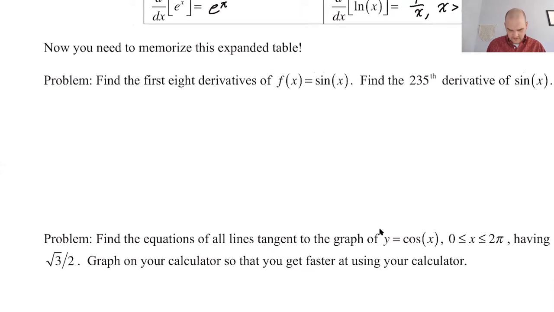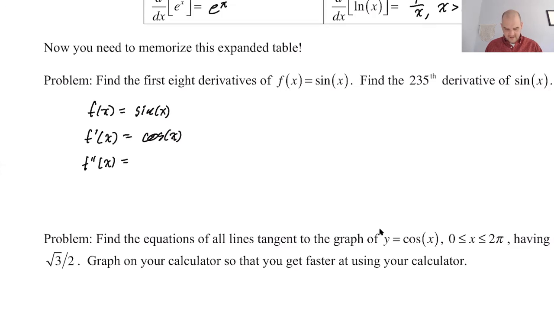So what should I do? All right, f of x is sine. I was going to come up with a really brilliant notational thing, like a table, but then I decided to do this. So the derivative of sine is cosine. The second derivative, the derivative of cosine, is negative sine.